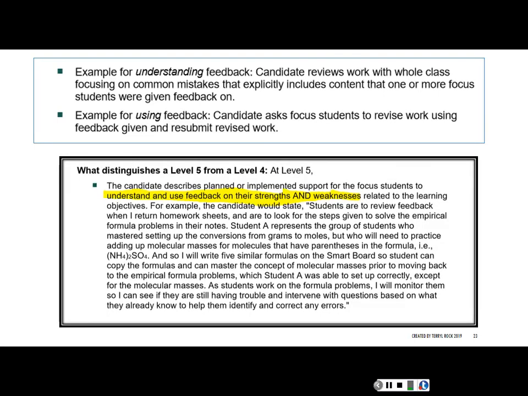Level 5, here's what they say is a level 5. Students are to review feedback when I return homework sheets and are to look for the steps given to solve the empirical formula problems in their notes. Student A represents the group of students who mastered setting up the conversions from grams to moles, but who will need practice adding up molecular masses for molecules that have parentheses in the formula, and I have no idea what that says. And so I will write 5 similar formulas on the smartboard. So you can see how detailed it is. It's not just, I'm going to give this, let them take it home and revise it, right?